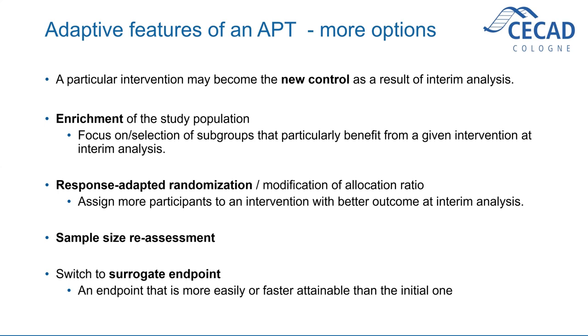Applying response-adapted randomization, you can assign more participants to an intervention that has shown a better outcome in interim analysis. Then there's sample size reassessment. So you may not only change the allocation ratio, but interim analysis and the pre-specified findings may allow you to reduce the sample size overall or increase it, depending on the results of the interim analysis. Another adaptive feature is the switch to a surrogate endpoint. It's an endpoint that is more easily or faster attainable than the initial one.